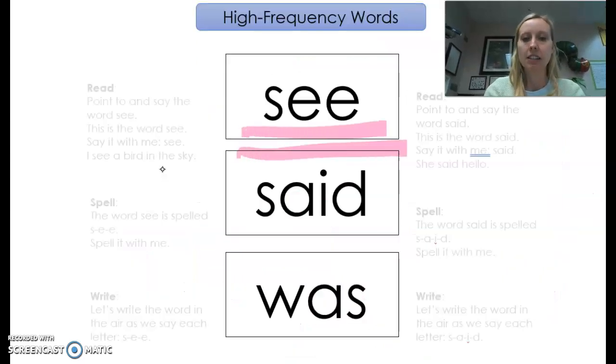Okay, friends, this is the word see. Say it with me. See. The word see, you spell the word see, S-E-E. Spell it with me. S-E-E. Let's write it in the air. S-E-E.